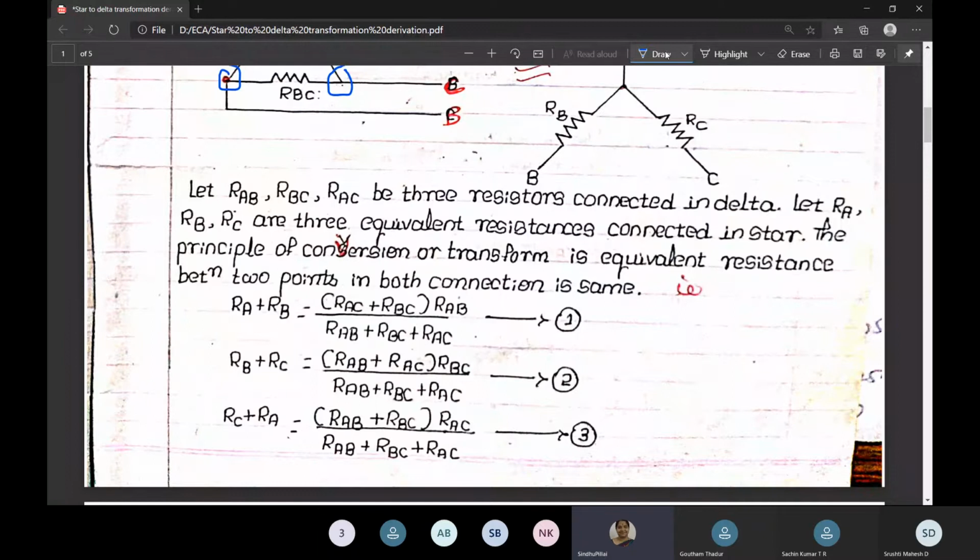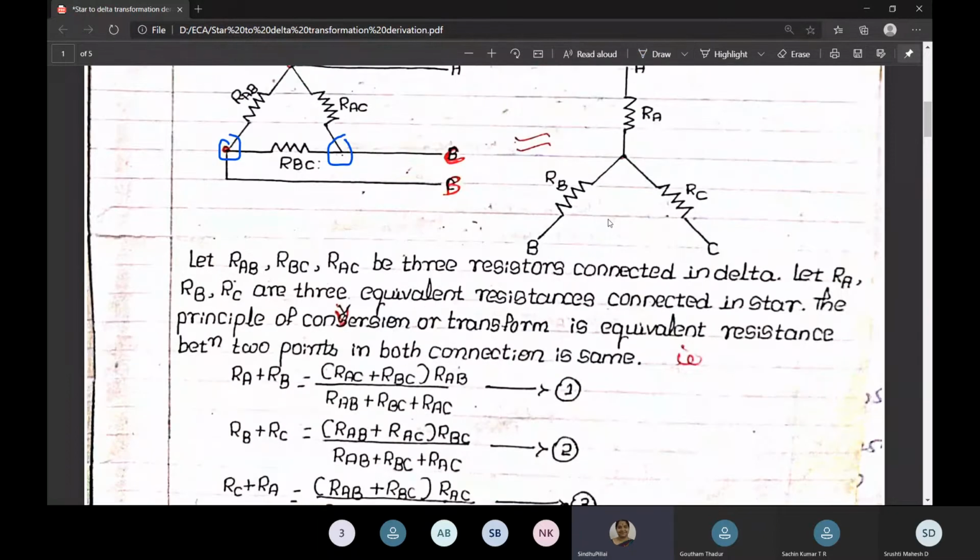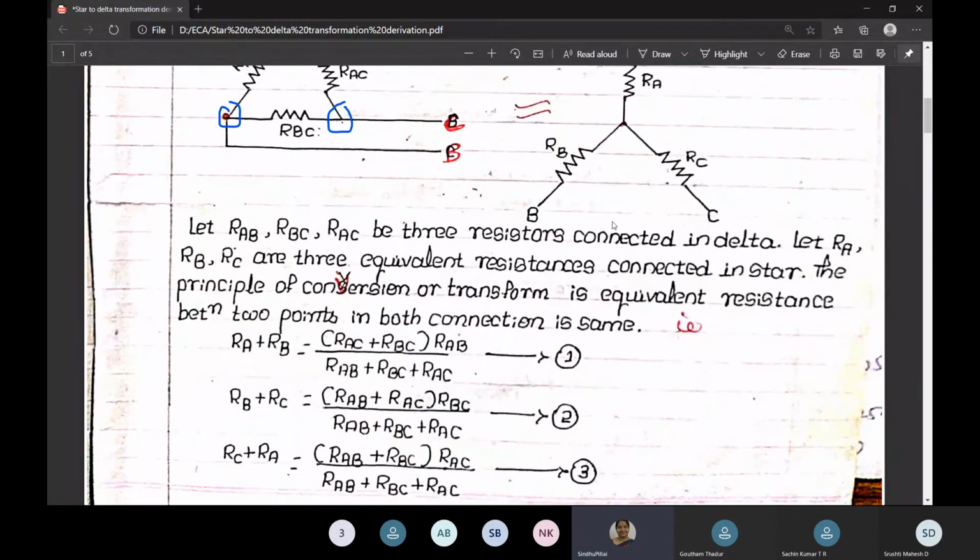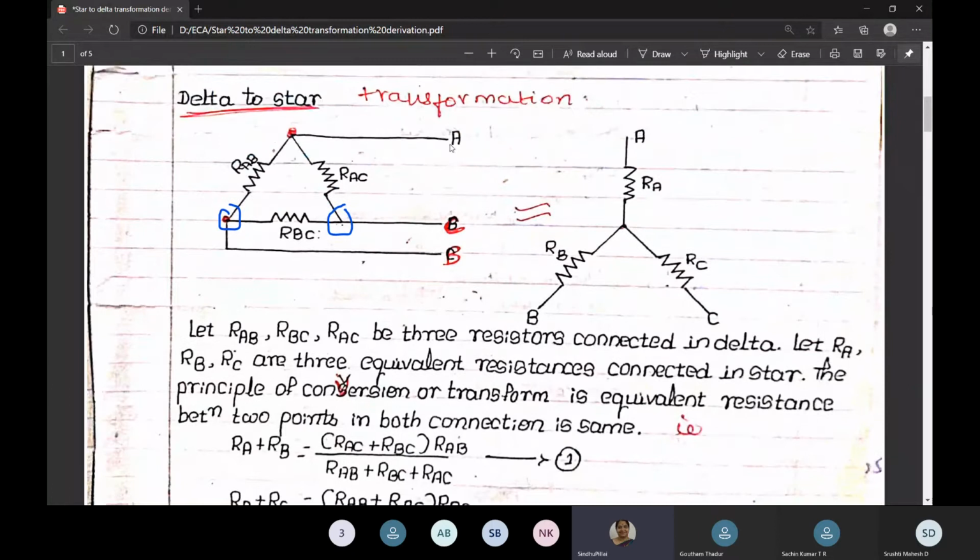Next is RC plus RA. If I take this RC and RA, this branch, then these two will be in series, RAB plus RBC, into RAC, divided by the sum of resistances.